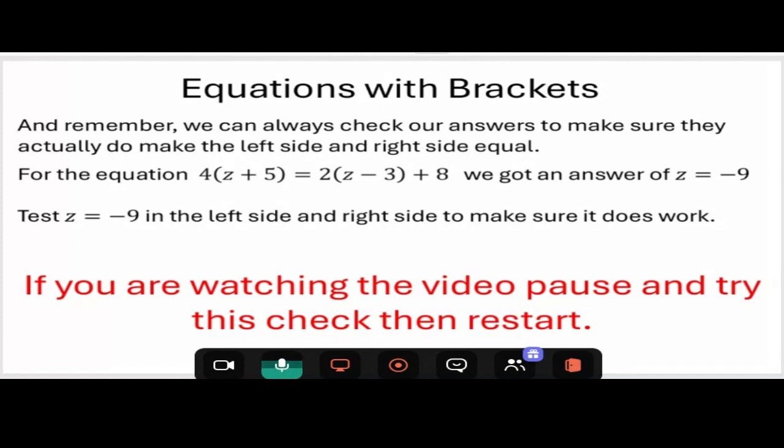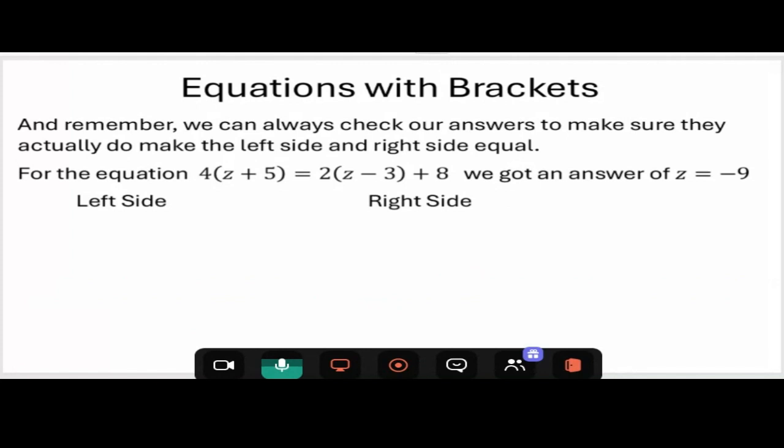I think for the sake of time, I'm just going to go through this instead of pausing and letting you guys try it. But we're going to plug in that z equals negative 9 to both sides, and we're going to verify that it makes the left side and the right side the same as each other. So the left side of this equation is 4 times z plus 5 in blue. The right side is 2 times z minus 3 plus 8. And I'm not going to expand those brackets and recollect and do all the same things I did to solve the equation, because then if I made a mistake, I'd probably just make the same mistake again, right?